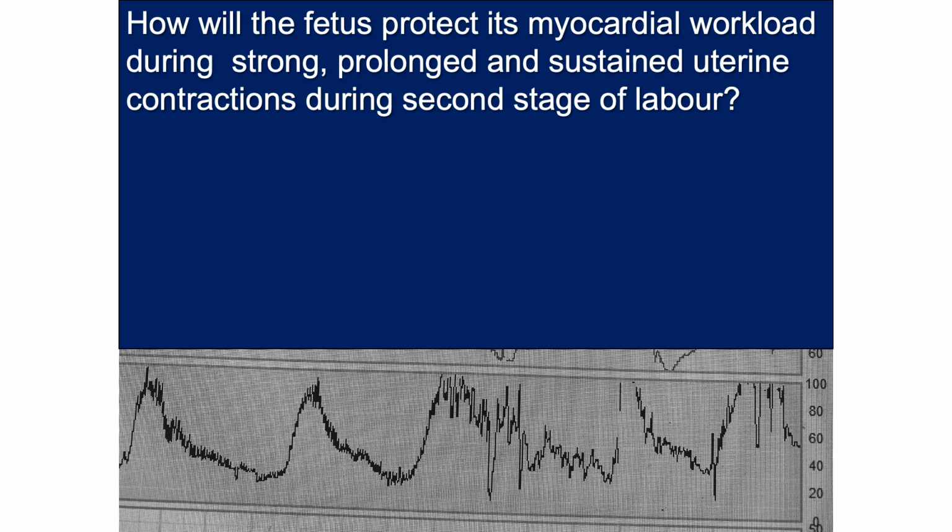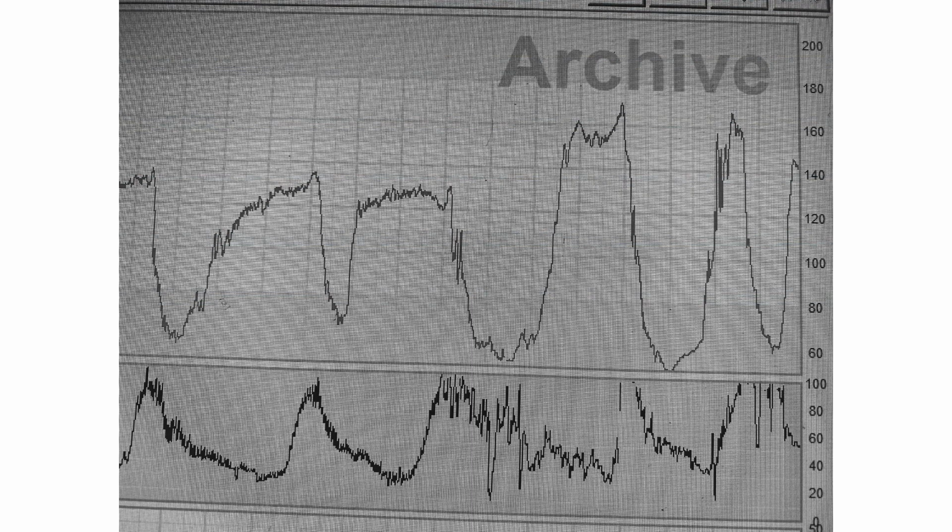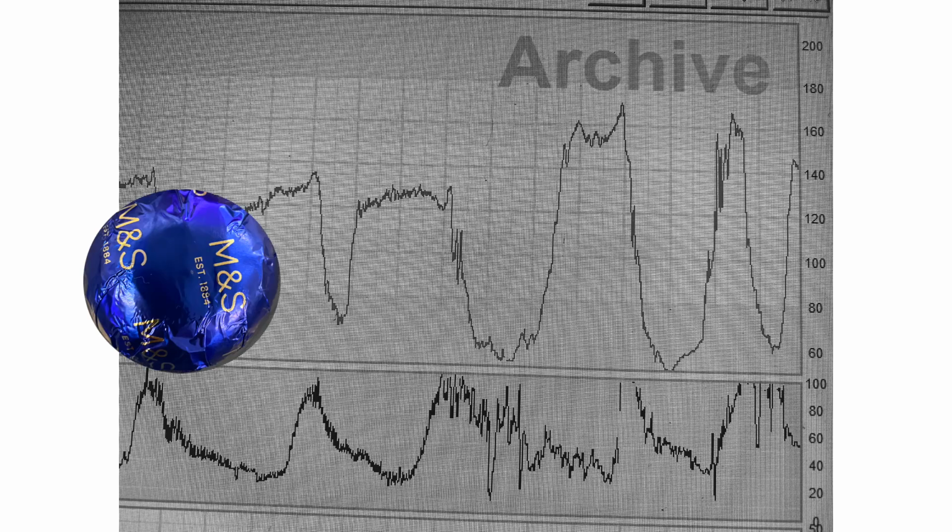So let's ask a question. How will this fetus, who is exposed to now excessive oxytocin in second stage of labor, protect the myocardial workload? And if the fetus requires additional oxygen from the placenta, what would you expect to see on the CTG trace? So you can see here the decelerations are getting wider and deeper as the fetus attempts to rest the heart to protect the myocardial workload. And if you look at the baseline heart rate, the fetus has now released catecholamines to increase the blood flow to get more oxygen from the placenta.